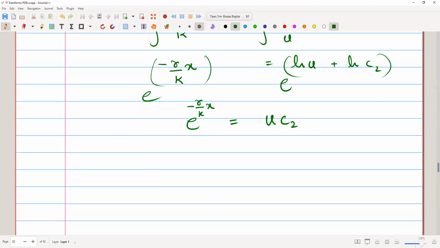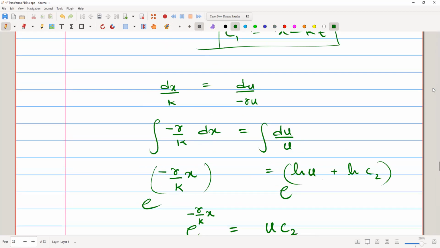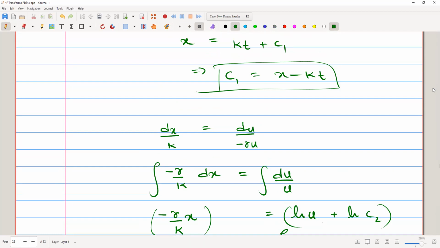this thing. And again we can write c2 equals e to the power negative r over kx over u. Or I can also take the reciprocal and name it as C3. So actually it doesn't matter because it's a constant, right? So C2 is this thing. And we know that C2 is a function of C1.